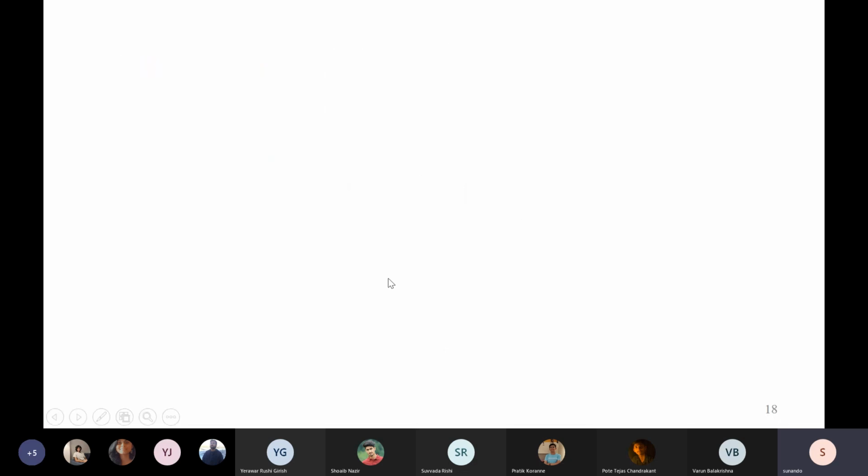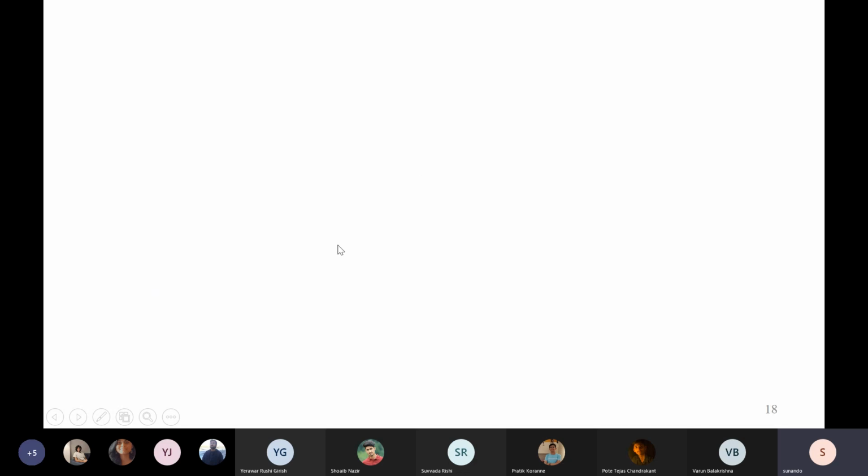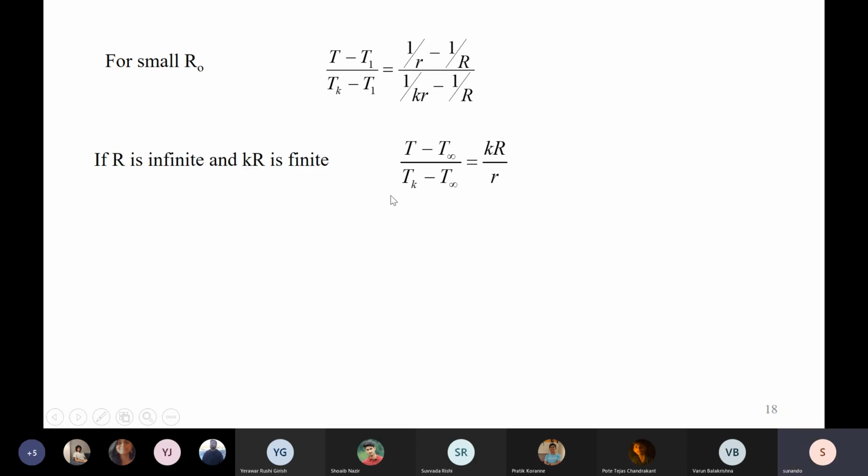Now, if you have small values of R naught, that means when the flow rate is really very small, then obviously you could expand the exponential term, and what you get is something like this, with 1 by R, 1 by kappa R, and 1 by R. Then another additional condition you could put in is where R is infinite. That means the outer sphere radius is very large and kappa R is finite. The inner sphere, which contains the liquid, is finite. Then you get the temperature variation to be like this.